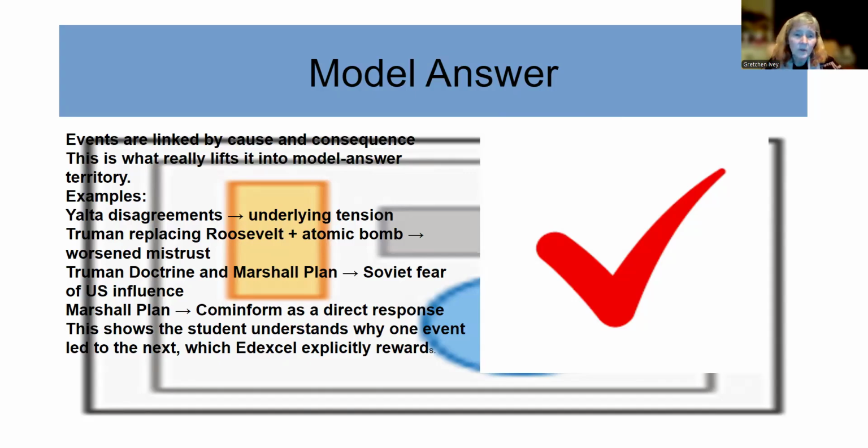Then you have the Truman Doctrine and the Marshall Plan, which enhance that Soviet fear of U.S. influence. The Marshall Plan leads to the creation of Cominform as a direct response. This shows the student understands why one event led to the next, which Edexcel will reward.